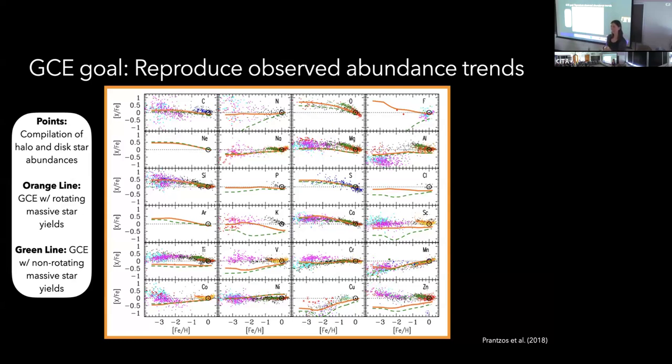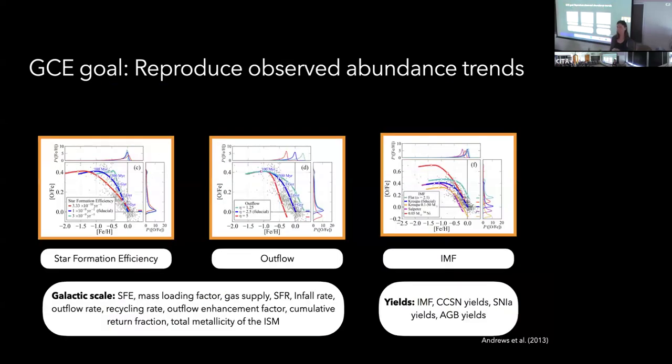Yeah. So if you go back one slide, are you thinking of the galaxy as just single blocks, or are you actually taking into account gradients? So this is just taking in a single box. This is like the simplest version. You can also do multi-zone versions of GCE where you divide the galaxy in rings.